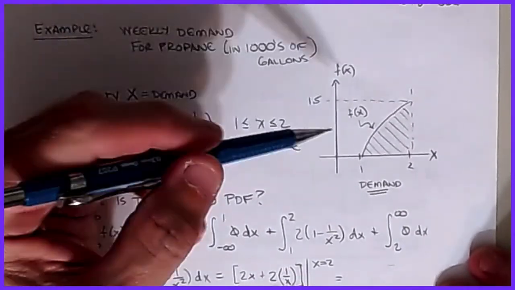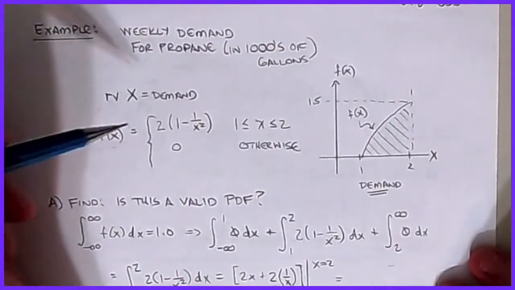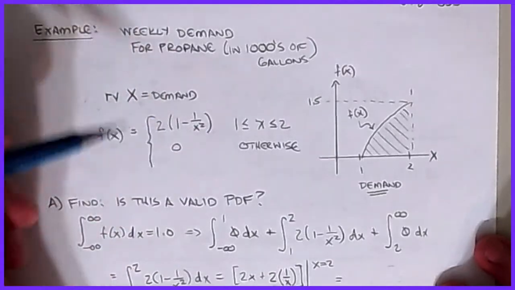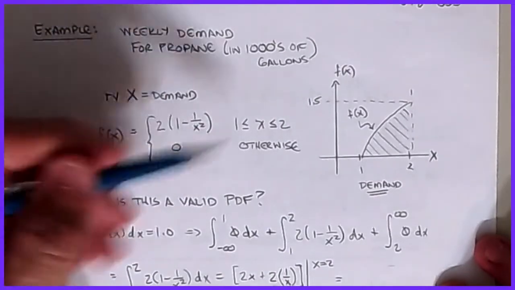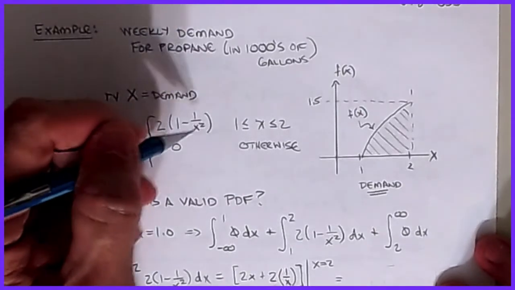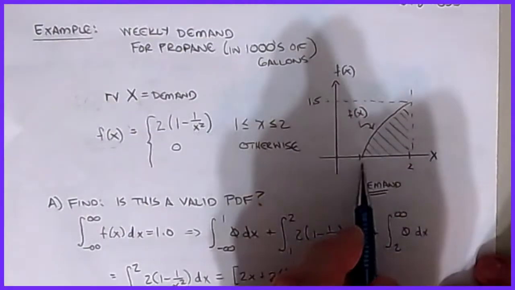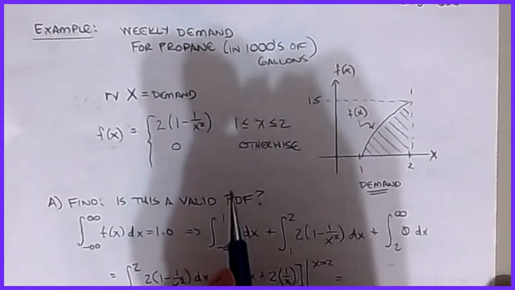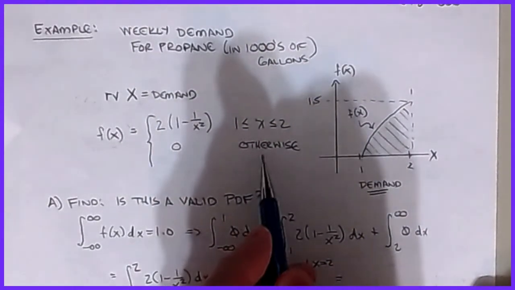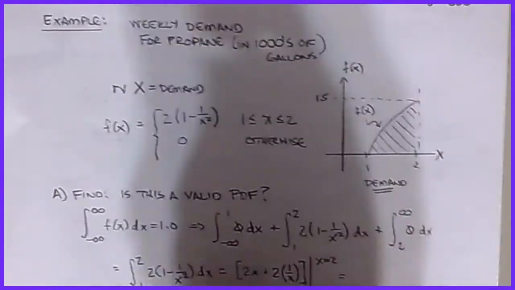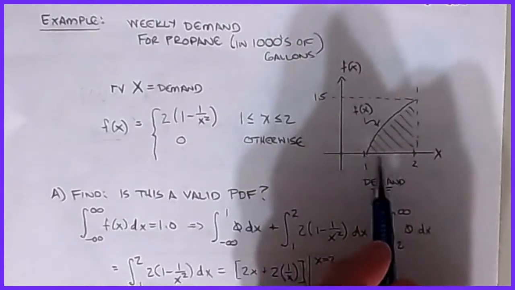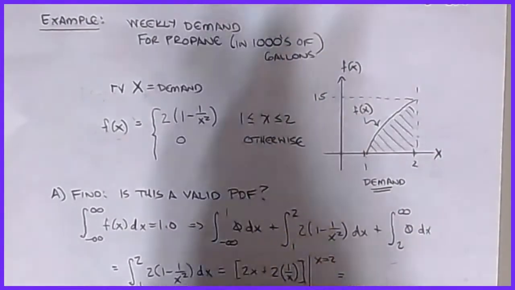Based off of historical data, they have collected the amount of gallons, and if they were to plot all of the points on this and then fit a curve to it, some function f of x, which is equal to 2 times (1 minus 1 over x squared), and it lives between 1,000 gallons and 2,000 gallons on any given week. Then it's 0 anytime you're less than 1,000 or greater than 2,000. So it's not uniform, it's not normal, it's just a continuous function that defines this demand curve.